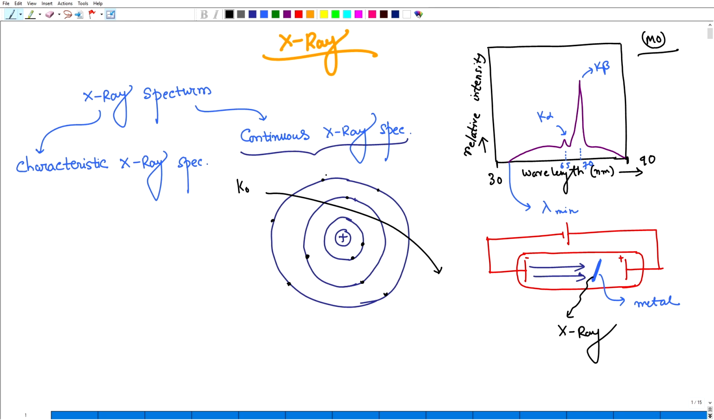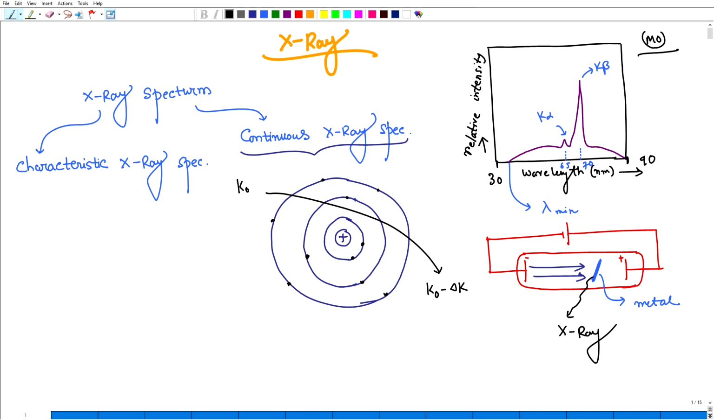So when the electron collides with the atom, what will happen? Some amount of energy will be lost by the electron, and its energy will be k naught minus delta k, we are assuming. So delta k amount of energy is lost. What is the fate of this energy? Where does it go? One possibility is that the atom absorbs this energy, but that is very improbable, because the atom is much heavier than the electron. So we can say the atom is not absorbing this energy.